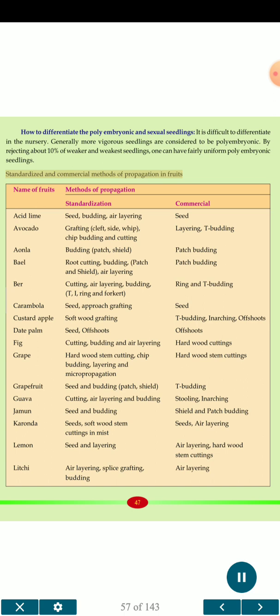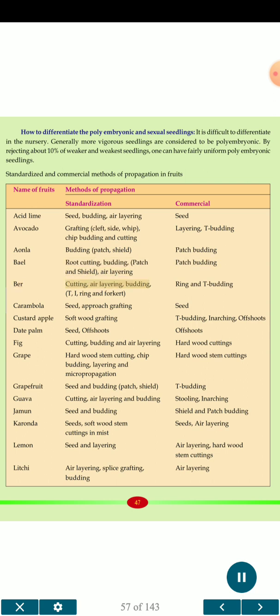Standardized and commercial methods of propagation in fruits. Name of fruits, methods of propagation. Standardization, commercial. Acid lime: seed, budding, air layering. Avocado: seed, grafting (cleft, side, whip), layering, T budding, chip budding and cutting. Aonla: budding, patch, shield. Bael: root cutting, budding, patch budding and shield, air layering.